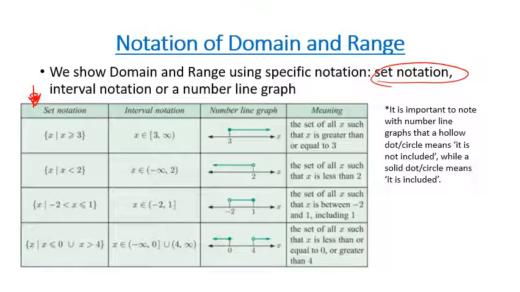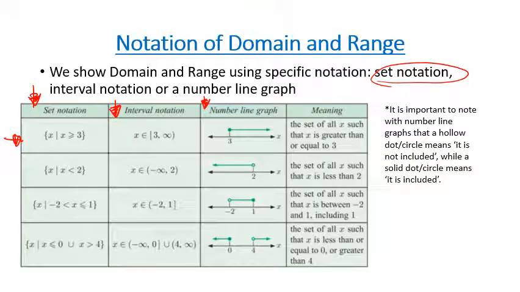We might have interval notation, which is our next one, and we have number line graphs here. Basically, all of these mean the same thing. If we look at the top row, it's the set of all x such that x is greater than or equal to 3. The set notation, the interval notation, and the number line graph all mean the same thing.